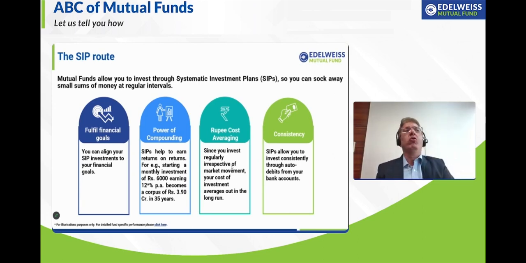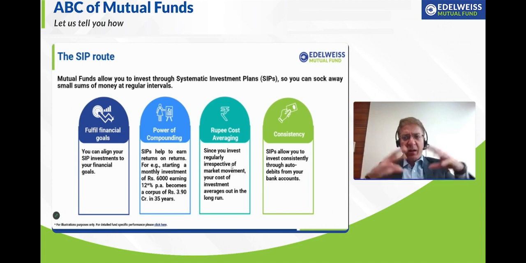What SIPs also do is instill consistency and discipline. It's a very simple thing, right? You fill up the SIP mandate form, and monthly is the most used interval, which is why I'm using the example of monthly. Every month, there is a debit from your bank directly into the scheme that you have selected. Because of this, it's seamless. So it's consistent. It instills a certain level of discipline, and this discipline helps you over the long term.